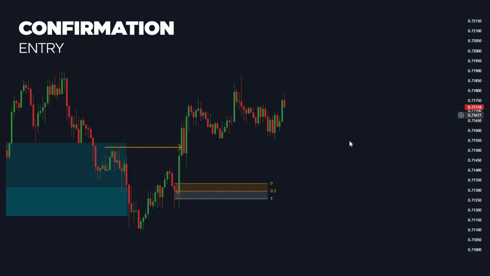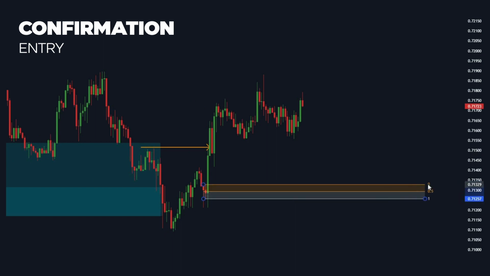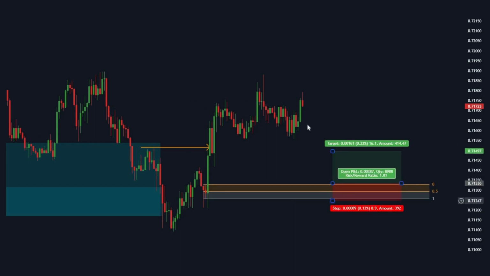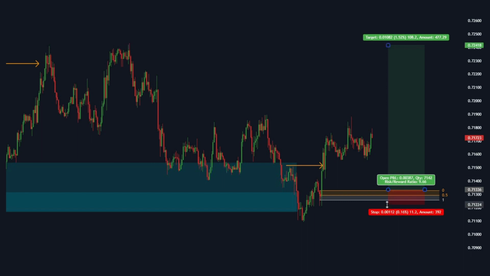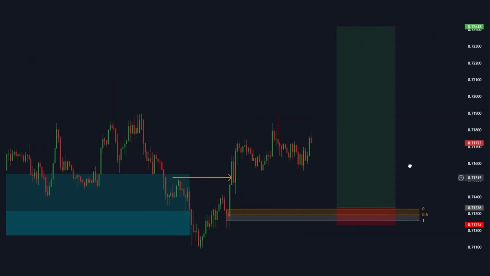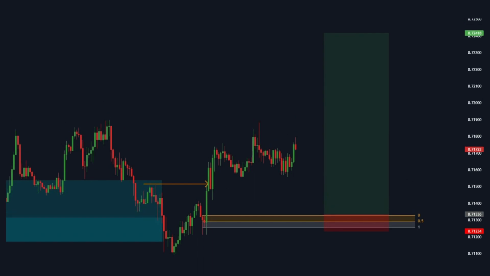Front run the entry by 1 or 2 pips. I'm going to target the 4-hour high and I'm going to give myself a stop of around 10 pips. This is a 4-hour trade, so happy with that. That would in fact give us a risk to reward ratio of 1 to 10. I would be very happy with that. Nice clean trade. Let's see if we get tapped in.